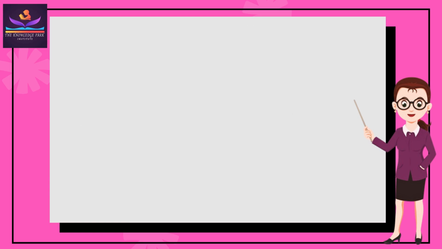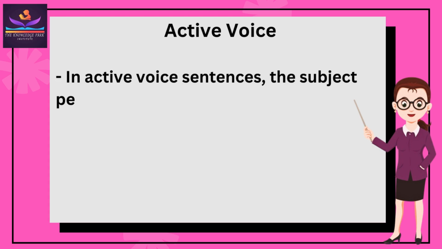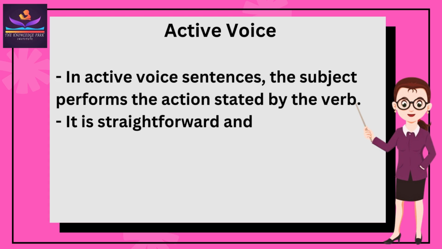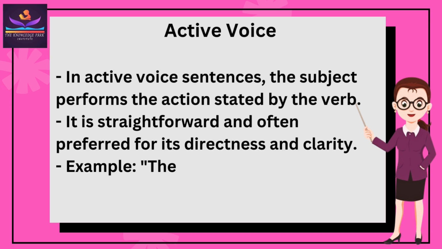Active voice. In active voice sentences, the subject performs the action stated by the verb. It is straightforward and often preferred for its directness and clarity. Example: the cat chased the mouse.